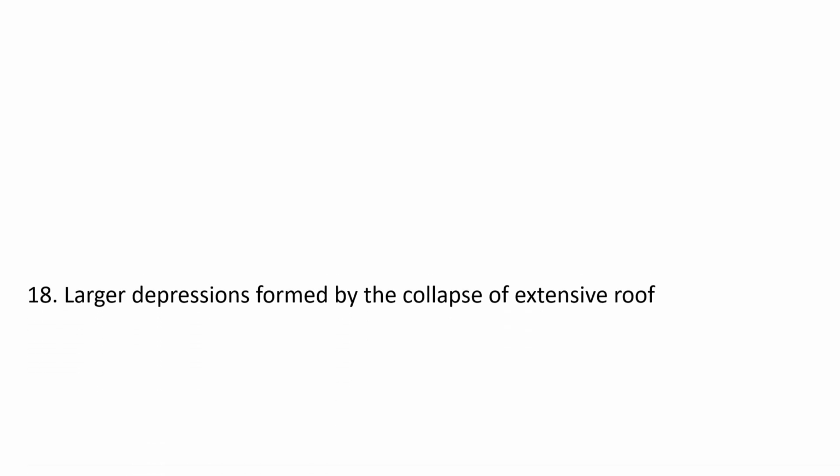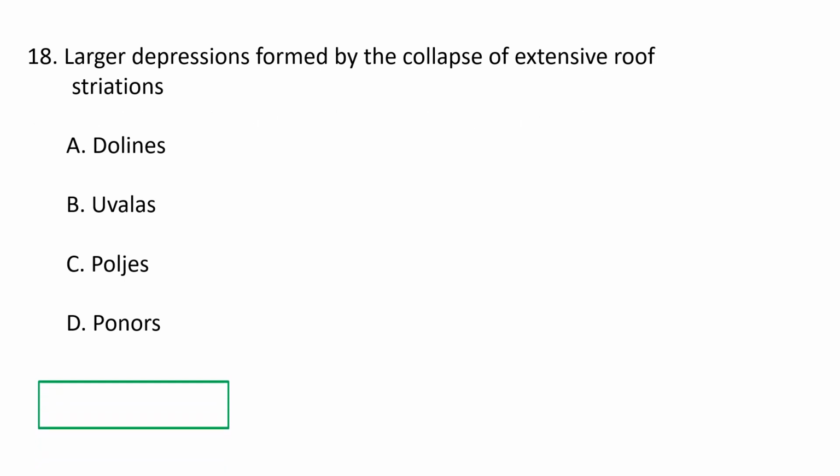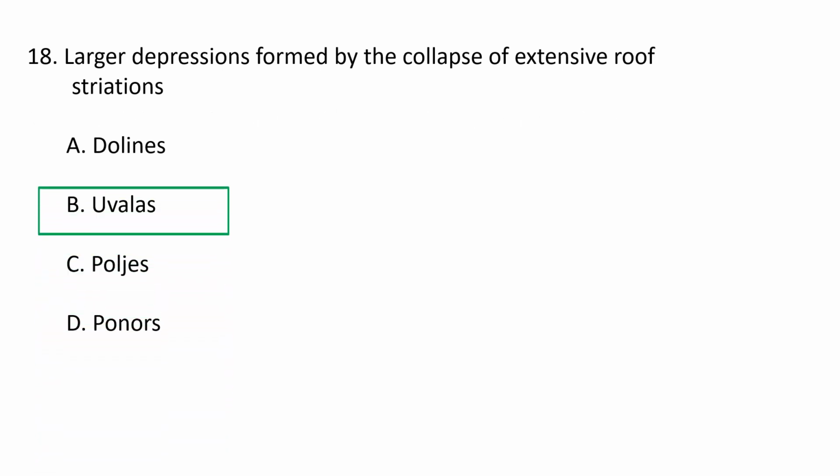Next question. Larger depressions formed by the collapse of extensive roof structures are known as A. Dolines, B. Uvalas, C. Polje, and D. Ponors. So large depressions formed by the collapse of extensive roofs are known as uvalas. An uvala is a large elongate sinkhole resulting from the enlargement and coalescence, that is the merging, of a linear group of small sinkholes. When all the sinkholes gather, they form a large depression. They are known as uvalas. B is the correct option.